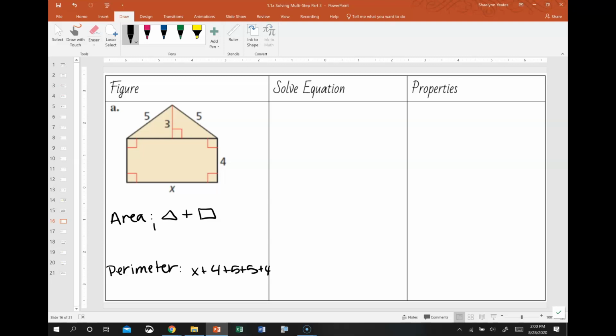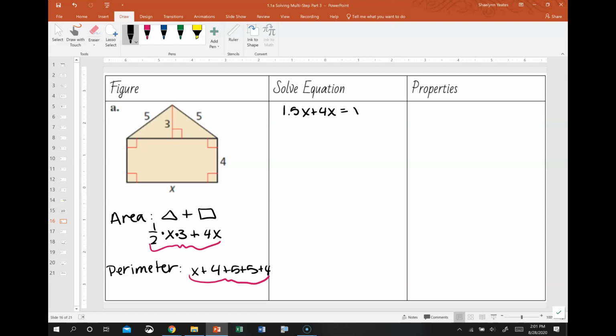So the area for the triangle is going to be 1/2 times base, which is x, times height, which is 3. We have to add that to the area of the rectangle, which is going to be 4 times x. Perfect. So now we need to set up the equation. The equation is going to be my area equals my perimeter. I'm going to simplify before I set it up. So 1/2 times 3 is 1.5x plus 4x equals 4 plus 5 plus 5 plus 4.